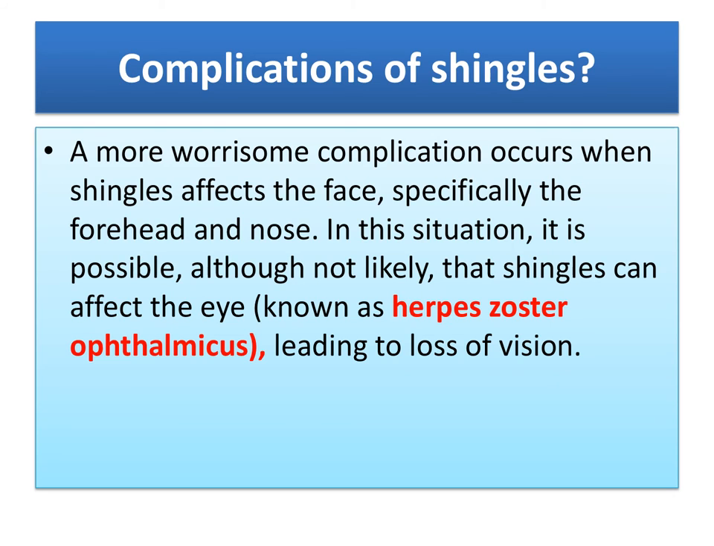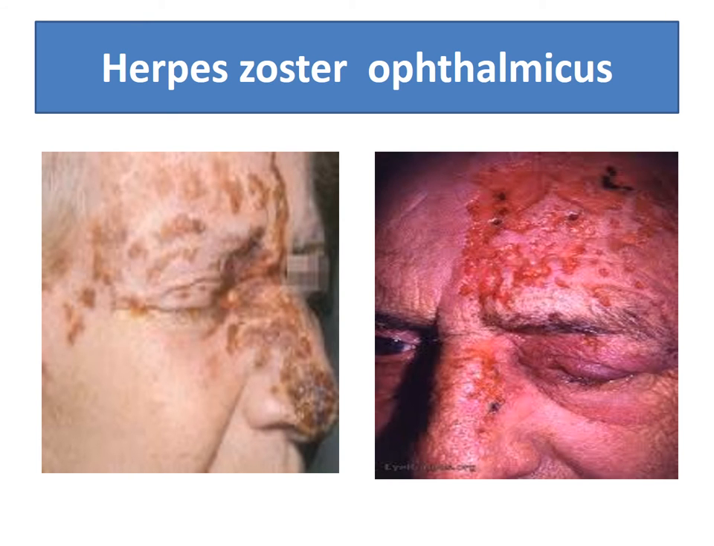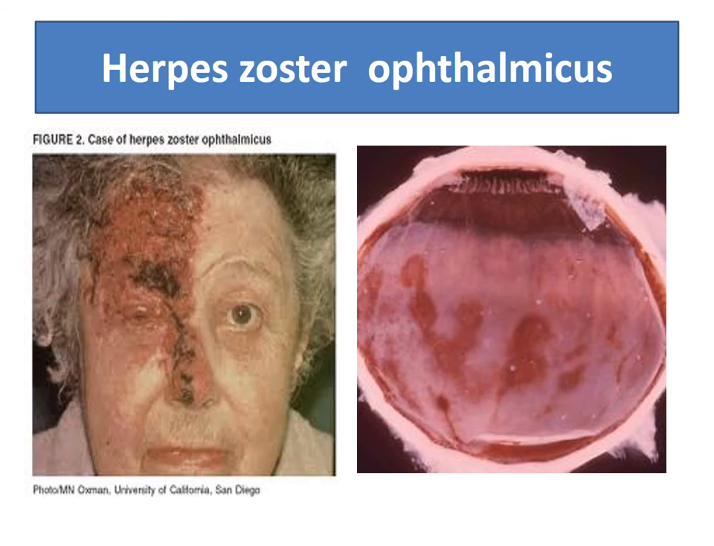More worrisome complications occur when shingles affect the face, specifically the forehead and nose. In this situation, it is possible, although not likely, that shingles can affect the eye, leading to vision impairment or blindness. Herpes zoster ophthalmicus.